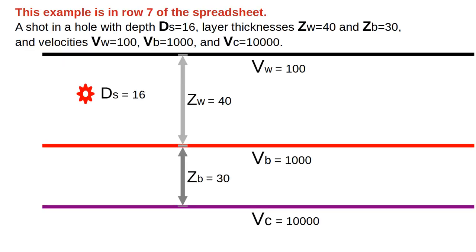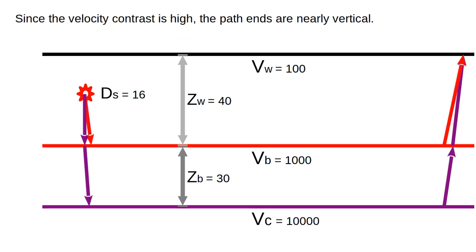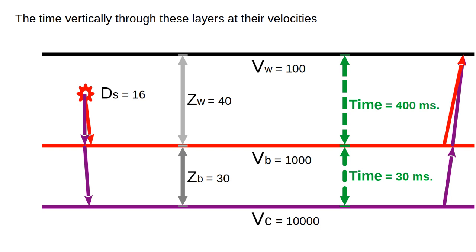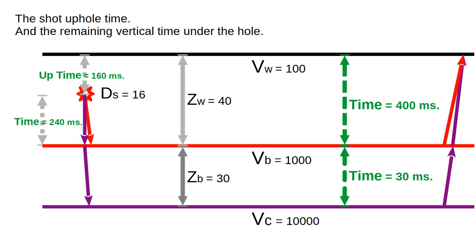This example is in row 7 of the spreadsheet. A shot in a hole with depth 16, layer thickness is 40 and 30, and velocity is 100, 1,000, and 10,000. Since the velocity contrast is high, the path ends are nearly vertical. The time vertically through these layers at their velocities, the shot uphole time, and the remaining vertical time under the hole.